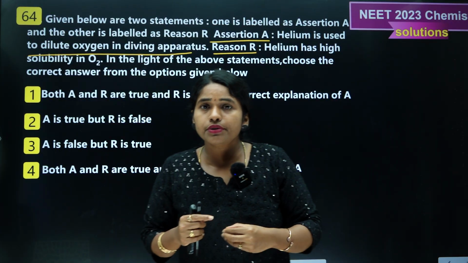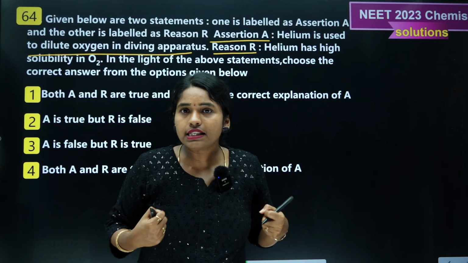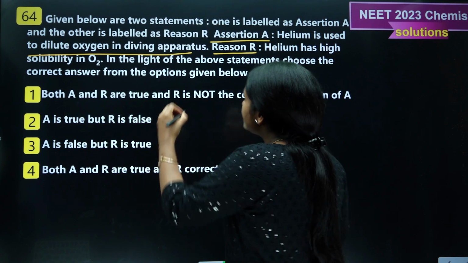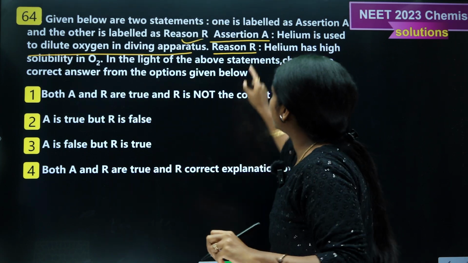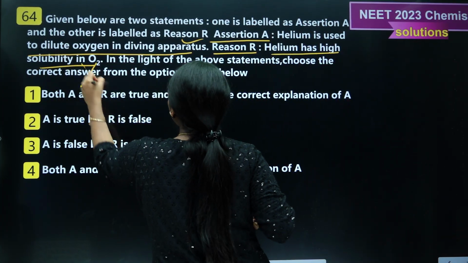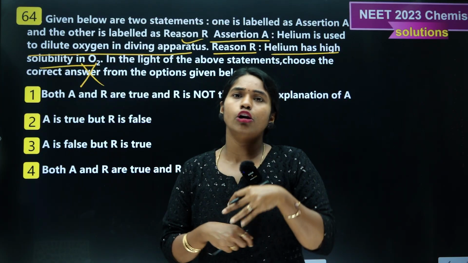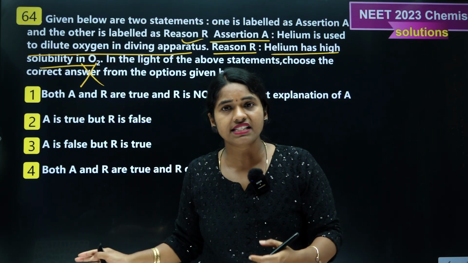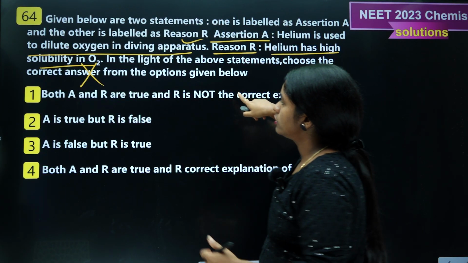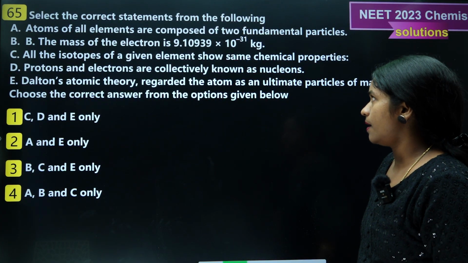So in order to reduce that pain, they use the oxygen cylinders they carry, and in that they mix helium. Correct, because the assertion is correct. But the reason, that helium has high solubility in O2, is the wrong option. Helium has less solubility in the blood. That's why we mix the helium. Assertion A is correct and R is false. So A is true, R is false. Option 2 is the correct answer.